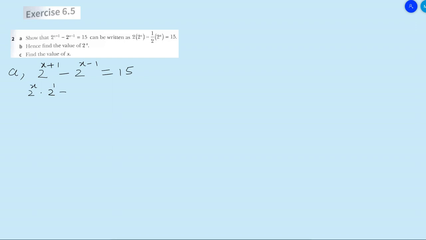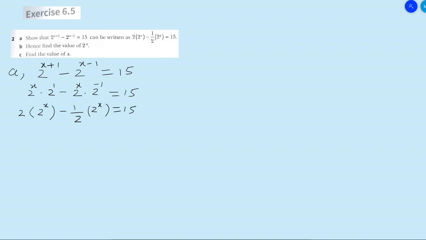Similarly, we can write this 2 power x dot 2 power minus 1. And this 15 remains 15. Again, if we apply the rule of indices, we will get 2 power x minus 1 because when the bases are the same, then powers can be added or subtracted. Now, this 2 power 1 can just be written as 2 into 2 power x minus this 2 power minus 1. We can write this 2 power minus 1 as 1 upon 2, and this 2 power x remains 2 power x, is equal to 15.